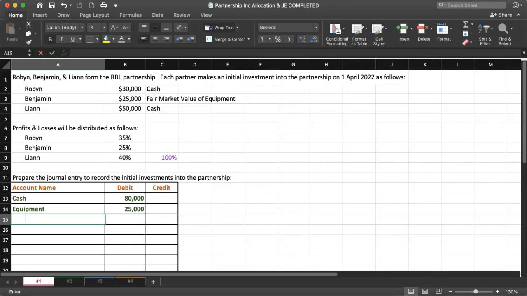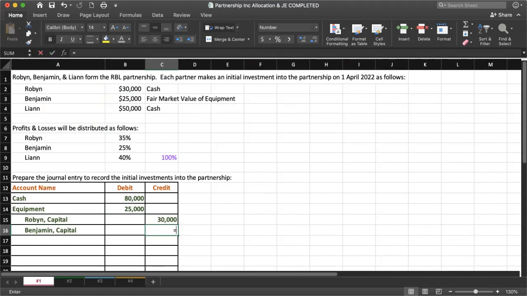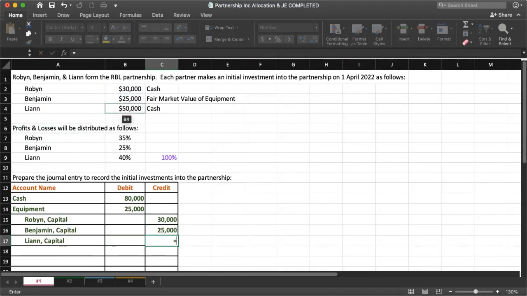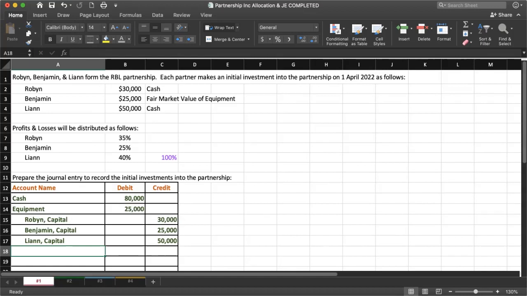So there would be Robin capital, and Robin, her contribution was $30,000. Benjamin capital, and his contribution was equipment worth $25,000. And then Leanne capital, and Leanne's capital is $50,000 for the cash that she contributed. And that's it.